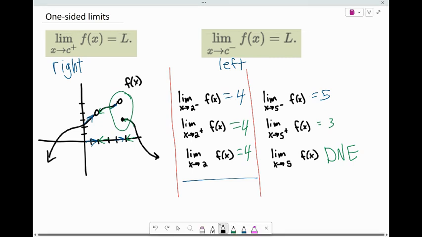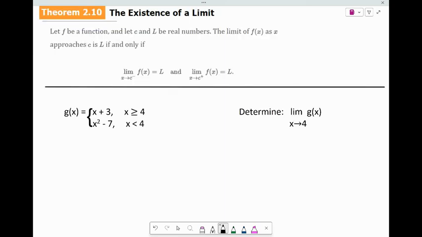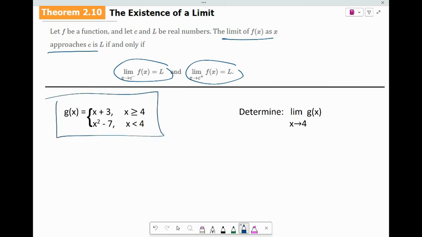But we also have to figure out how to handle this when we don't have a visual and we have an algebraic representation of a function. So a couple things here we're going to talk about. First of all, we're going to say that a limit exists, and the limit of f of x as x approaches c is going to be L if and only if the left-sided limit and the right-sided limit both agree.